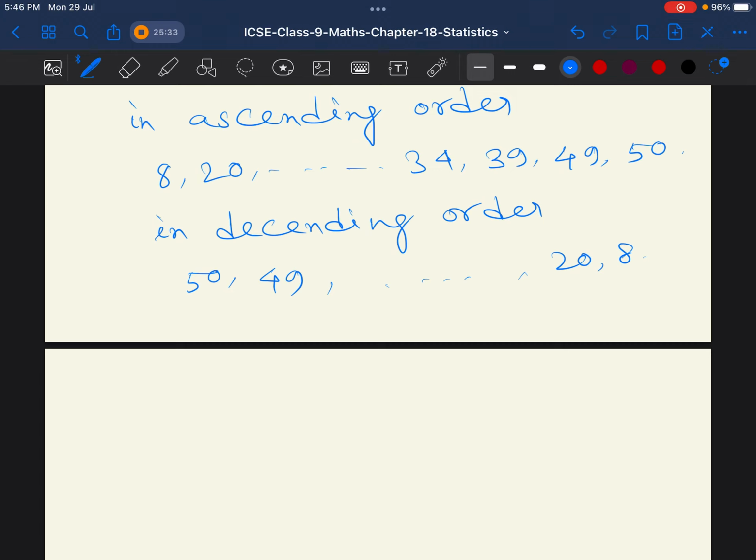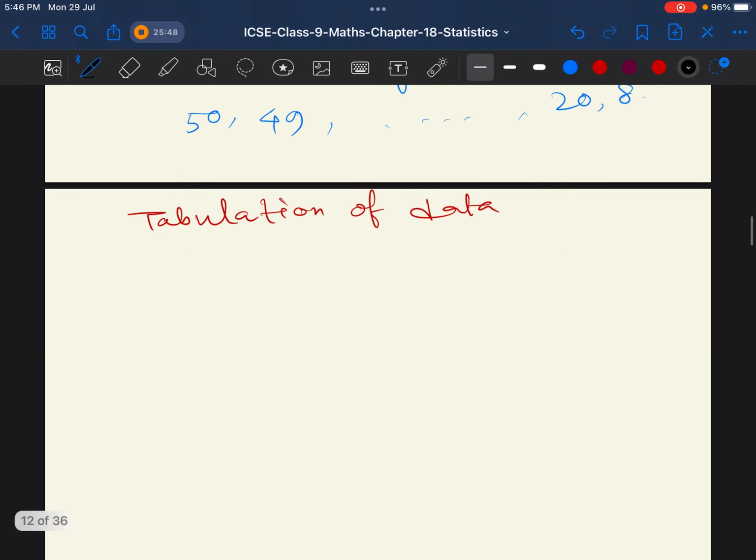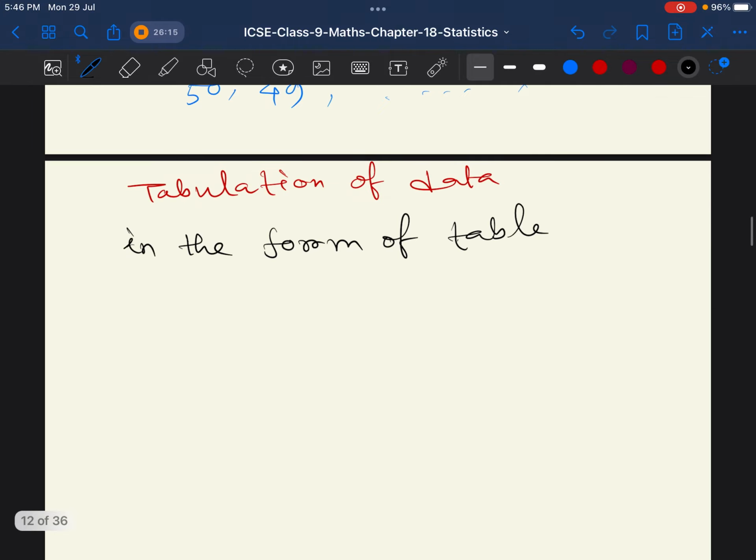Now we will read tabulation of data. So what is tabulation of data? Such a representation of data in the form of a table is called tabulation of data. So these data are in the form of a table. This is tabulation of data.